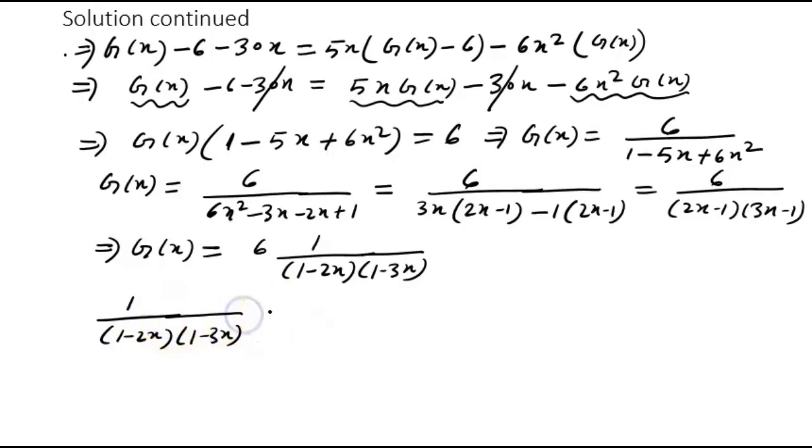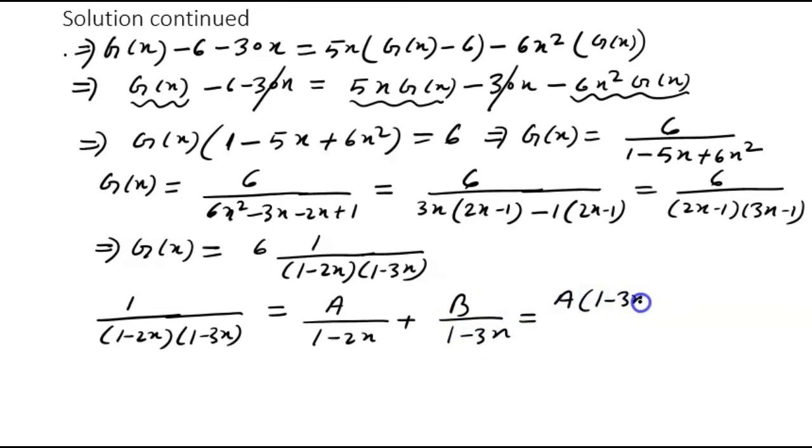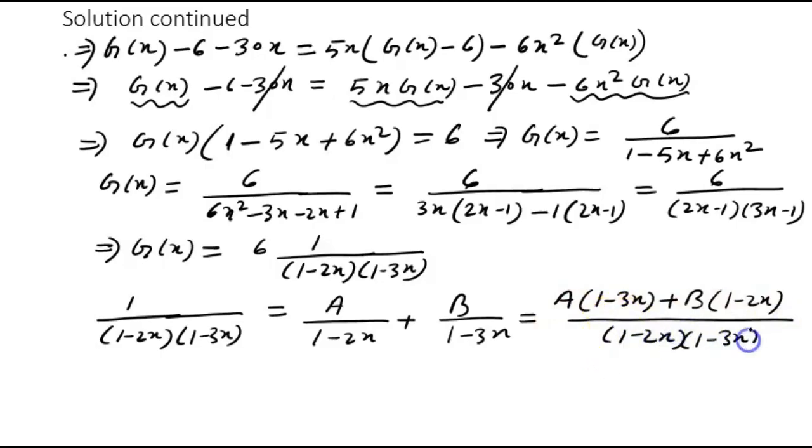So how do you write the partial fraction? You write a by 1 minus 2x plus b by 1 minus 3x, which is equal to a times 1 minus 3x plus b times 1 minus 2x, over 1 minus 2x into 1 minus 3x. Now you compare both sides.